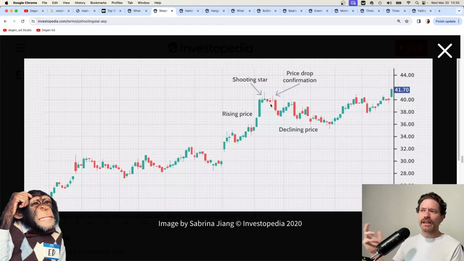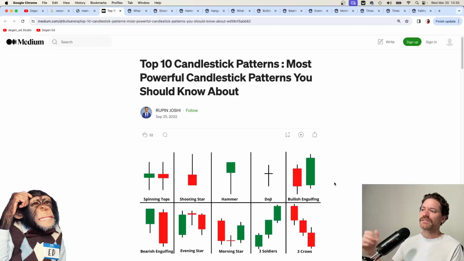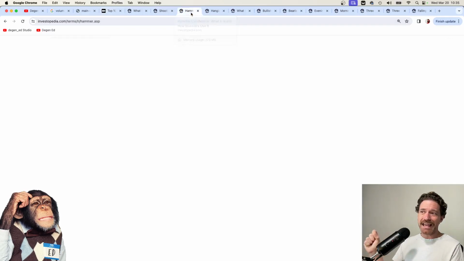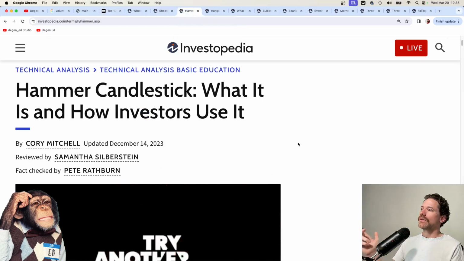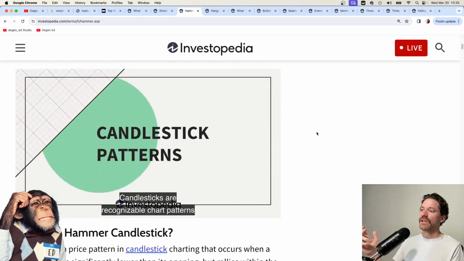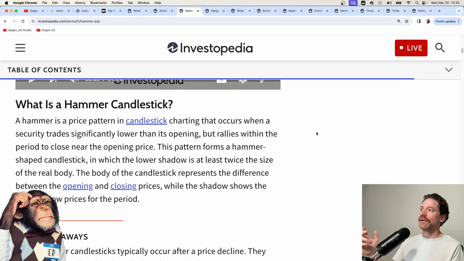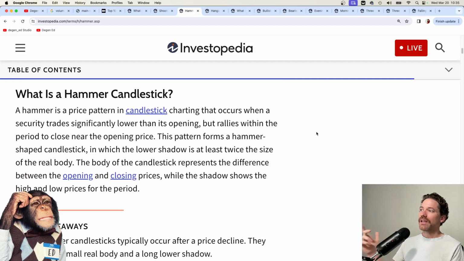And then also, I guess I should note the hammer candle. I will be going over that next. So yeah, the hammer candle is next on the list. And so I'm going to go over two things with this, one being the hammer candle and one being the hanging man. And so here, looking at the hammer candle, what it is and how investors use it, just getting past that ad there. What is a hammer candlestick?